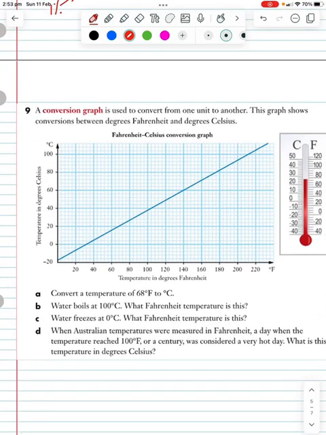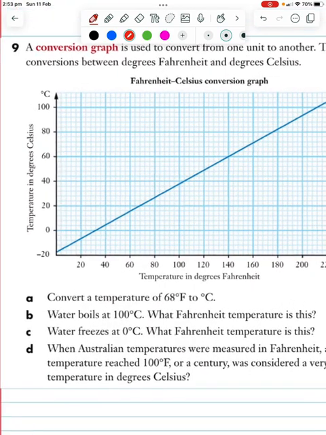Hi Year 11, up to our next example on interpreting graphs, and this time we're looking at something called a conversion graph. So this one, for example, is used to convert between degrees Fahrenheit and degrees Celsius. As I mentioned with the last example, it's really important to look at the intervals we're going up in, just so we are getting it right the first time and we're not having to go back and change.